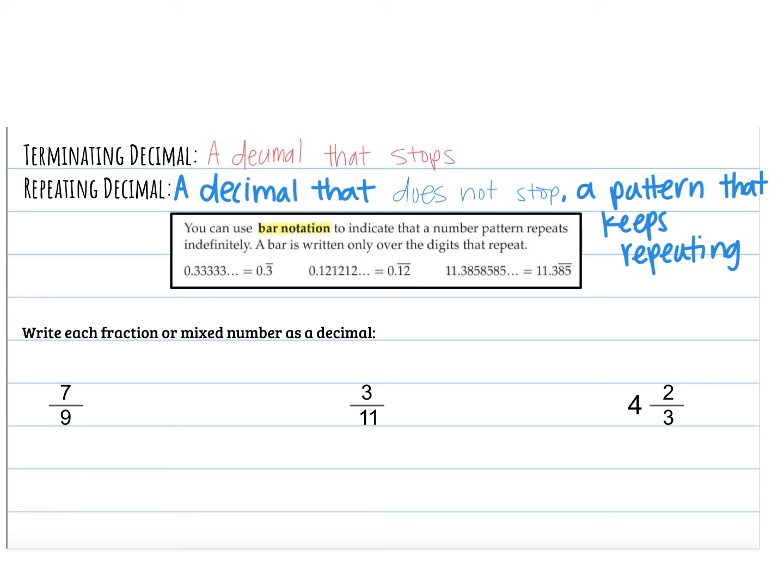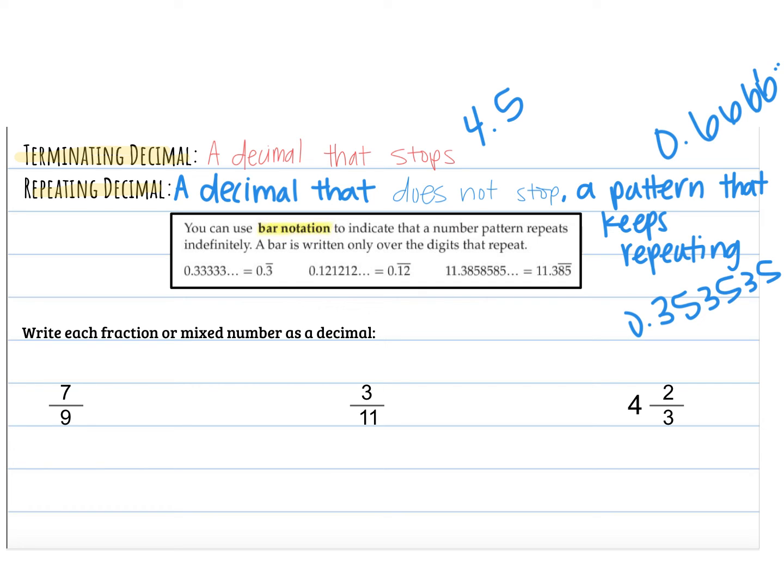Okay, so I want you to start with writing down our two vocab words here, a terminating decimal and a repeating decimal. So terminating means a decimal that stops. So 4 and 5/10 is a terminating decimal. Okay. It stops. Whereas a repeating decimal keeps going forever and ever and ever. So this would be something like 0.6, and the 6 just keeps on going and going and going, and it doesn't stop. Or something like 0.3535.